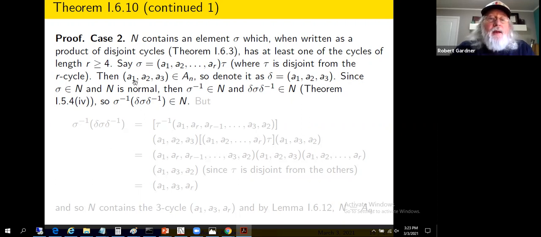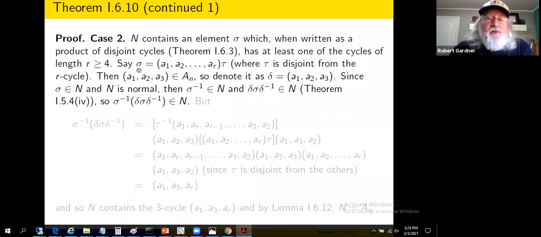A1, A2, A3, that's a 3-cycle. All 3-cycles are in the alternating group. Right, we've got 2 things going on here. There's 2 moving parts. There's the big alternating group. That's the umbrella group in this conversation. So everything happens in A sub n. Capital N itself is a subgroup of A sub n. So if we take A1, A2, A3 as an element of A sub n, 3-cycles are even permutations. So that 3-cycle is in A sub n. It consists of all even permutations. Call it delta to have a symbol for it.